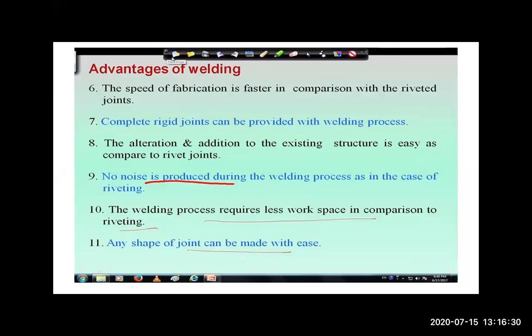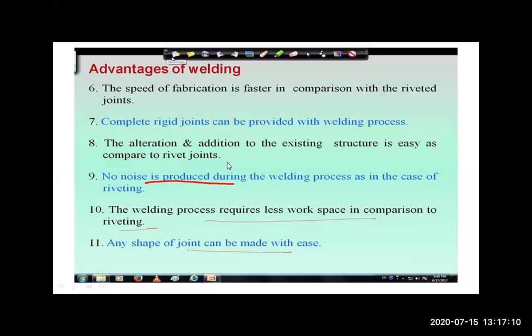If we think about our concrete road and bitumen road, similarly, the concrete road is the rigid road and the bitumen road is the flexible road. Means the vibrations are absorbed in the bitumen road, and in the concrete road no vibrations are absorbed for the vehicle. Like that, the bolted and welded joint. So welded is the rigid joint. Then the 8th advantage is that alteration and addition to an existing structure is easy as compared to a riveted joint.